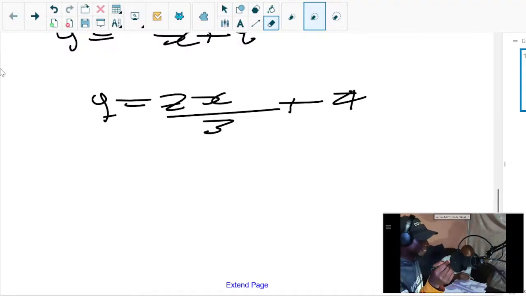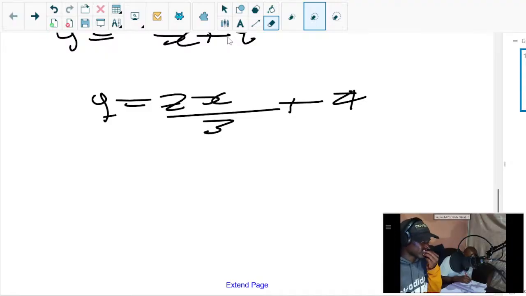How do we see that something is a straight line? What are the properties of a straight line? mx plus c. Yeah. The x variable needs to be to the power of 1. And the x should be on the numerator. Very important, very key. X should be on the numerator, and then it should have a power of 1. You get it?